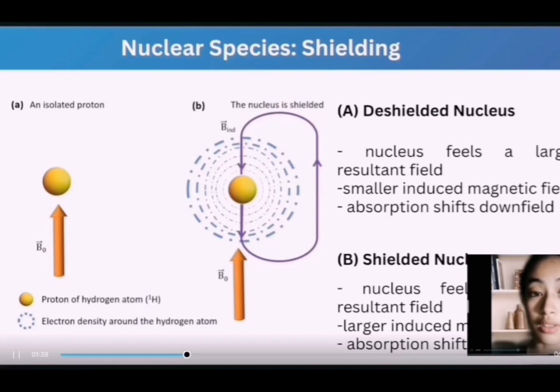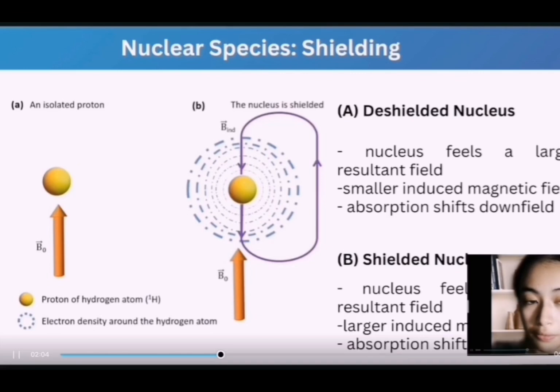So when we say the deshielded nucleus, meaning there's an absence of electrons or the proton is isolated. Now there's a larger resultant field because of the lower electron density, and thus it provides less protection from the external magnetic field. And then its absorption shifts downfield, meaning downfield, higher chemical shift, higher ppm value in the spectrum. In the shielded nucleus, meaning there's an abundance of electrons.